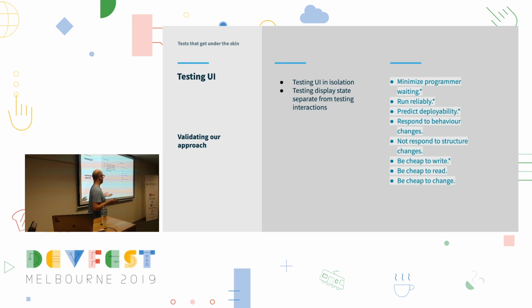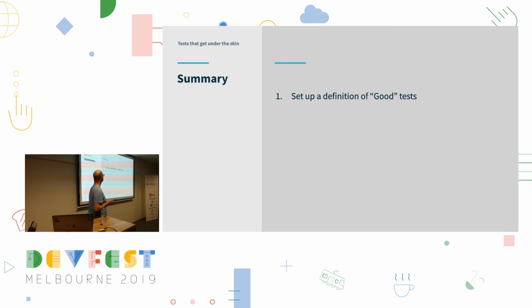They respond to behavior changes because the API surface of the view model changes. They do not respond to structure changes because they don't know anything about the structure. And they're relatively cheap to read and cheap to change. We found the first one is a bit more involved to set up, but afterwards they're also cheap to write.